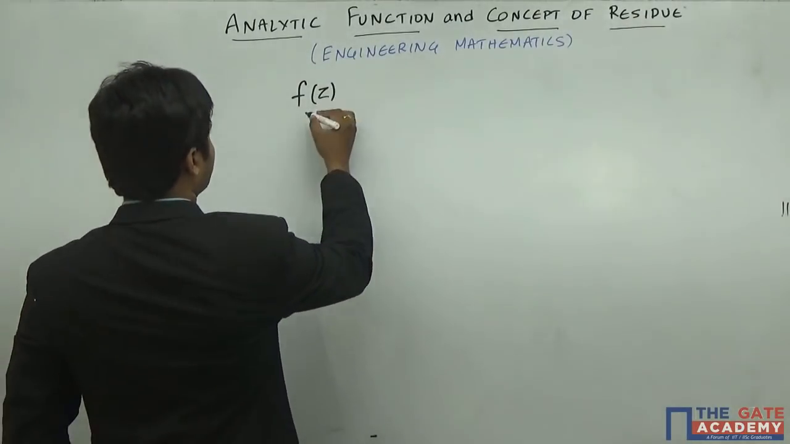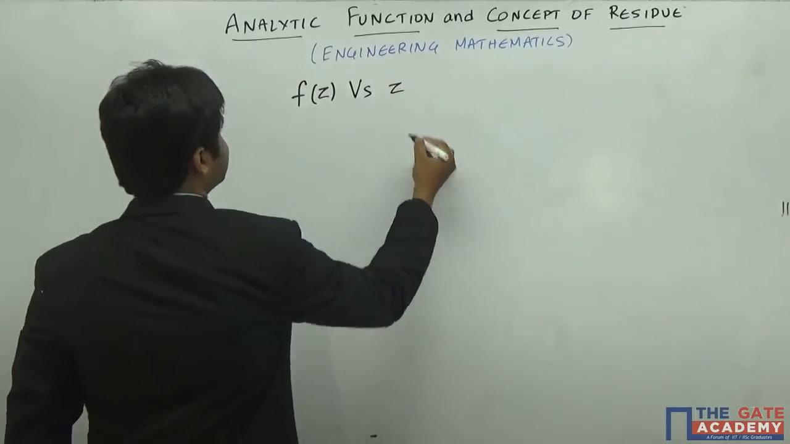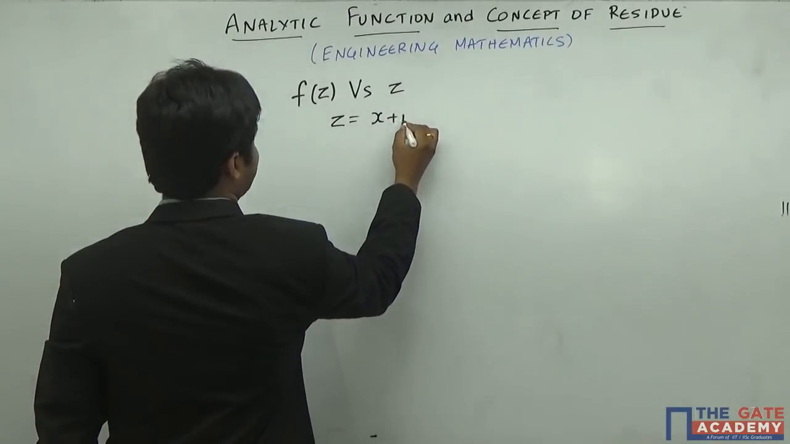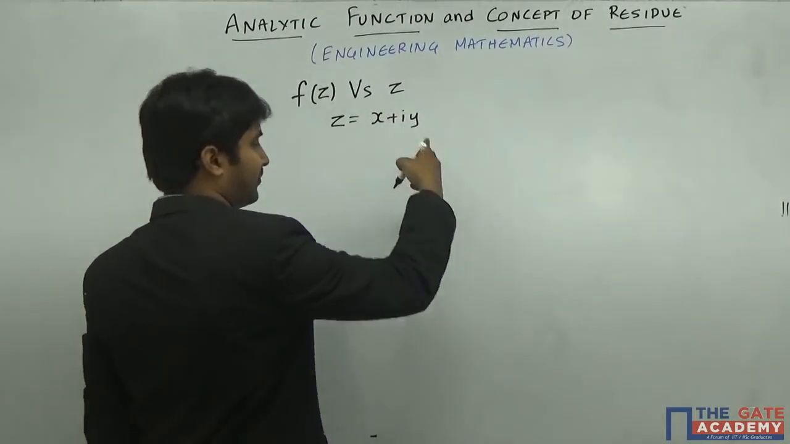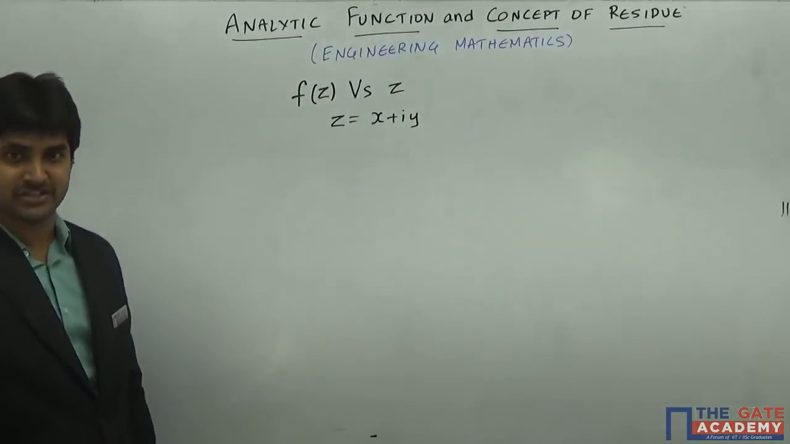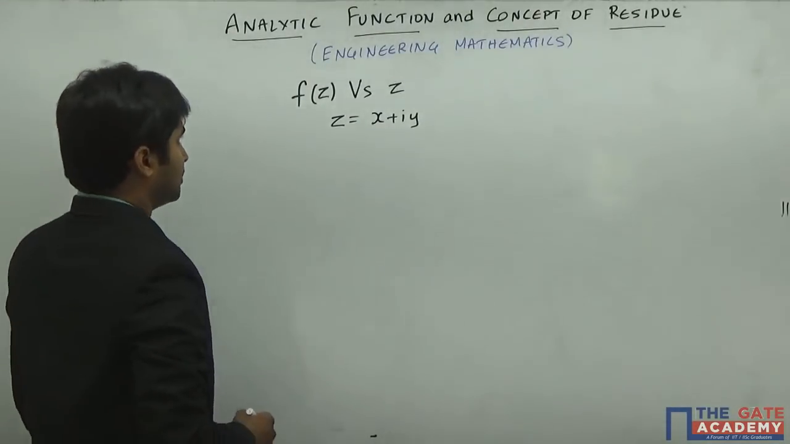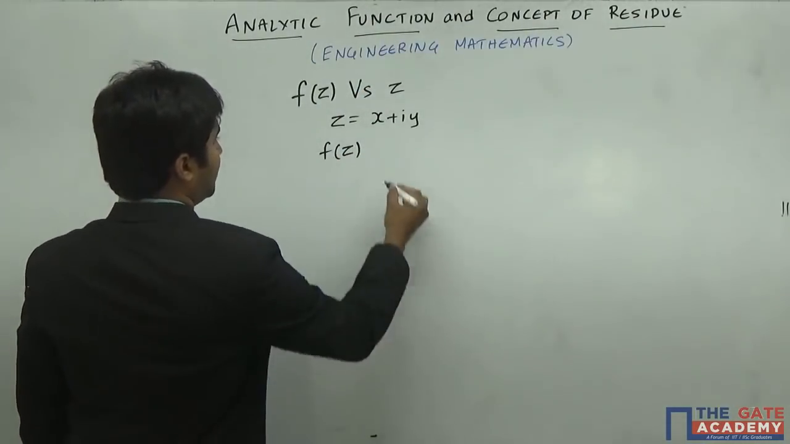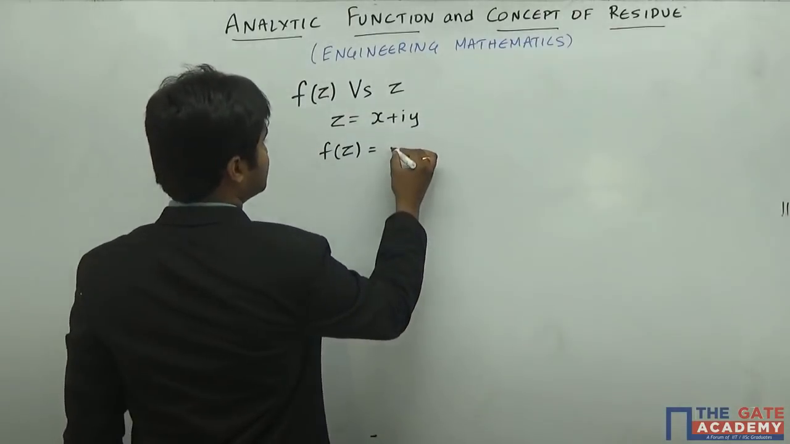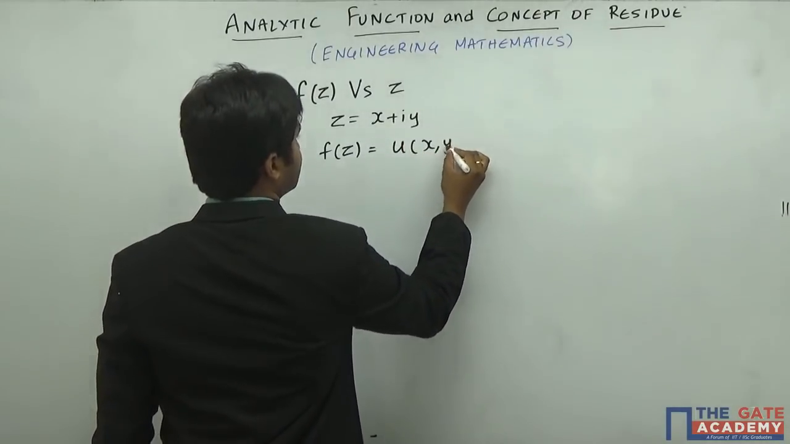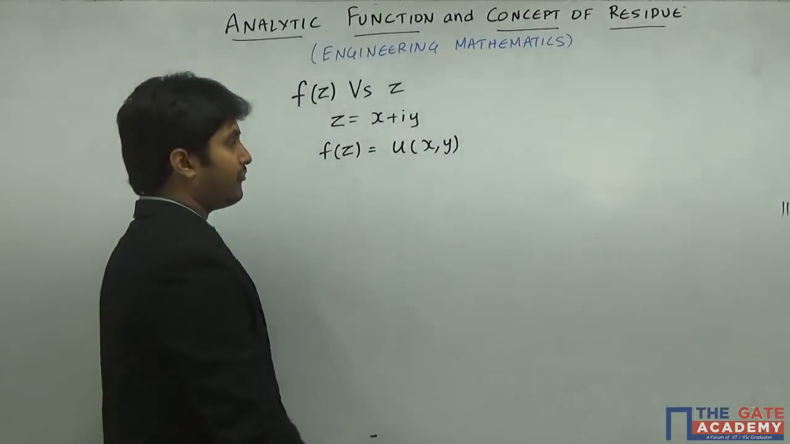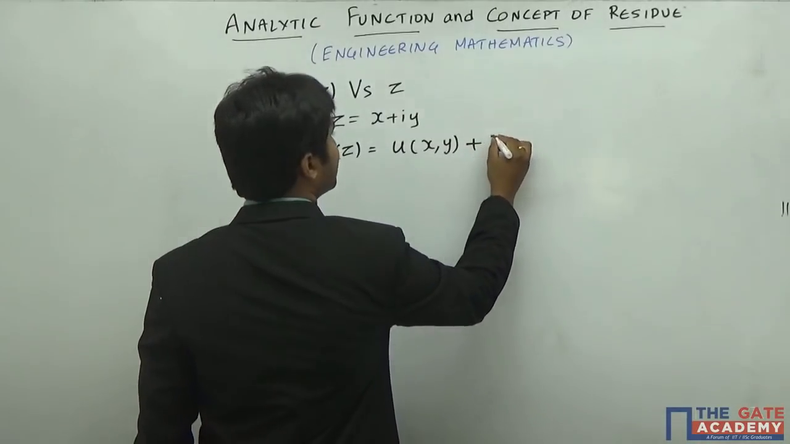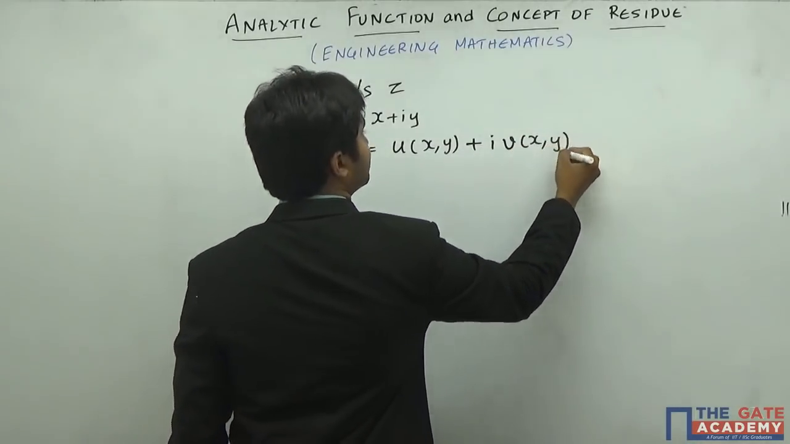Whenever we write a particular function, we write f of z versus z. So z is nothing but x plus i y. x is the real part and y is the imaginary part of the complex number z. When you write f of z, which is a function of z, it also has a real part and an imaginary part. Generally, the textbook notation is that we write the real part of the complex function in terms of x and y, and the imaginary part also in terms of x and y.